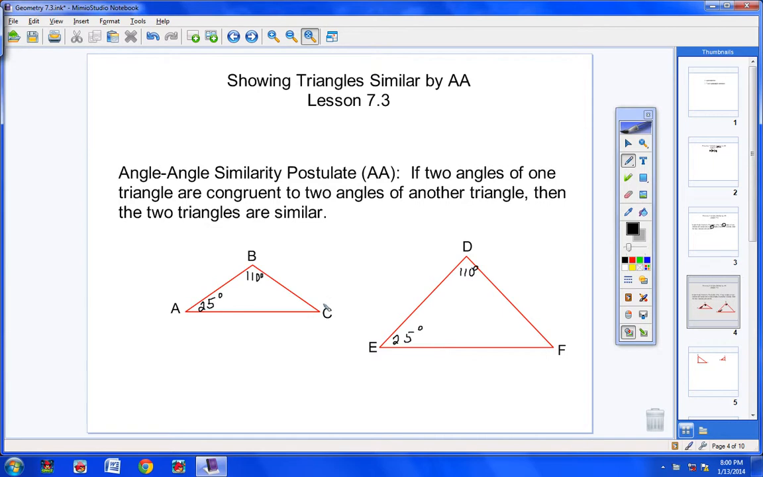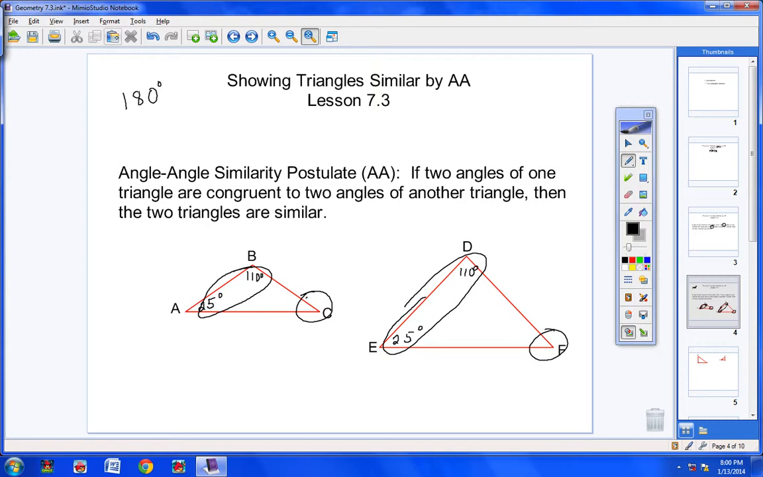Now, what I've taught you in the past is in order for two polygons to be similar, all of the angles have to be congruent to all the angles, right? So you're probably thinking, hold it, how do we know for sure all the angles are congruent? Well, you're forgetting that all three angles add up to 180 degrees, right? So if I know that these two angles here are congruent to these two angles here, then I know this third angle right here has to be congruent to this angle right here.